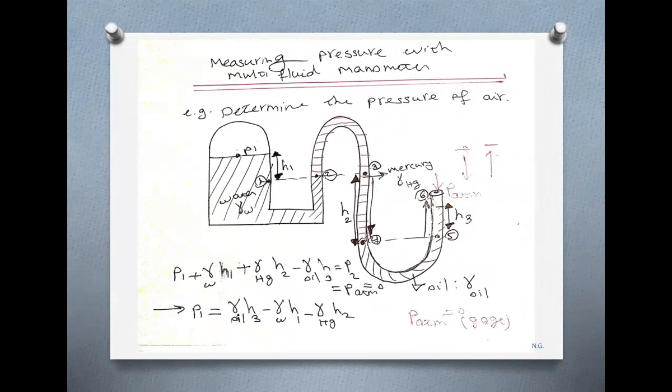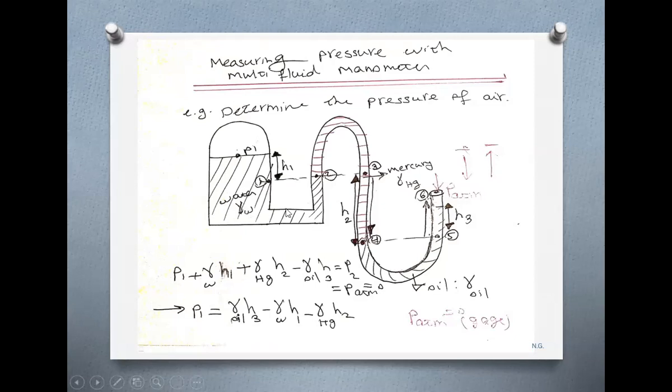Measuring pressure with a multi-fluid manometer. We want to determine the pressure of air here. There is air here. We want to measure the pressure of air. I'm going to explain it and then ask you to do that. So there is the container, there is the air here. We are interested in the pressure of air, which is P1, the pressure on top of the fluid.